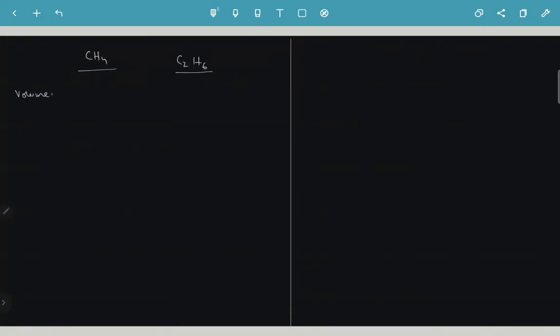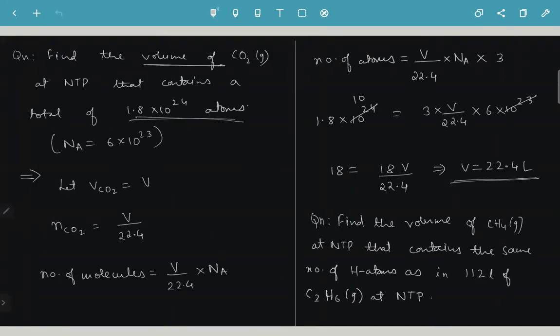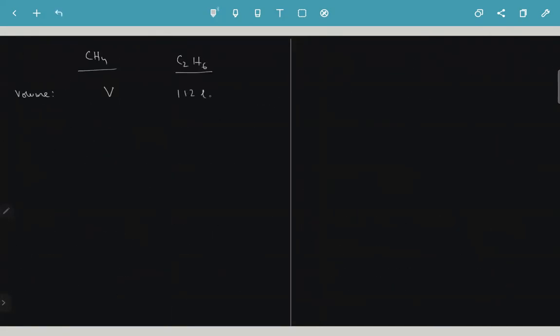We have to find out the volume of CH4. तो we'll take it as a variable. इसका वॉल्यूम V ले लो. C2H6 का वॉल्यूम दिया हुआ है, कितना दिया हुआ है? 112 लीटर्स. ठीक है. From volume we can find out moles. V by 22.4, 112 by 22.4. This will be equal to 5.